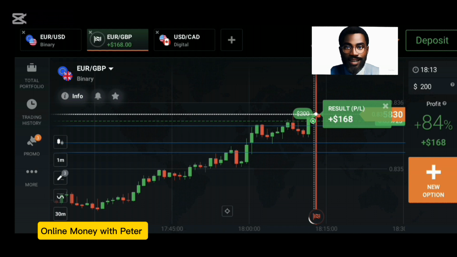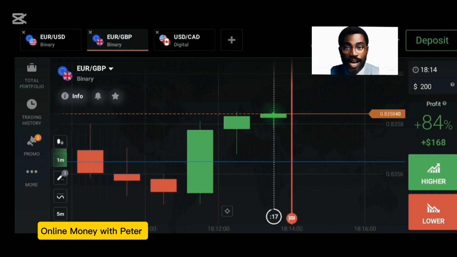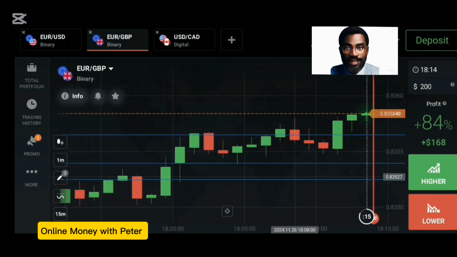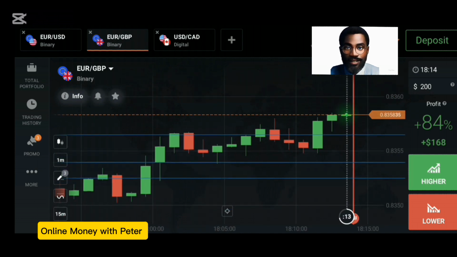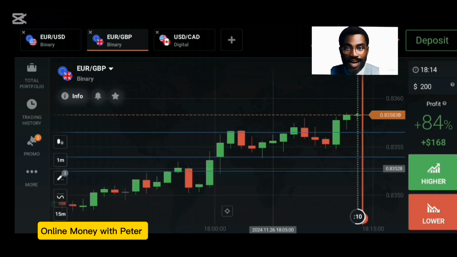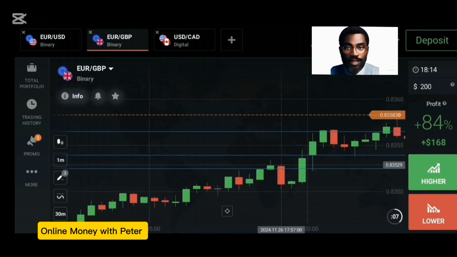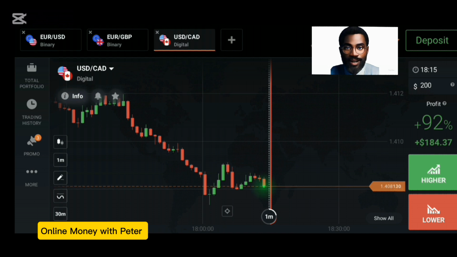Alright, so I placed 3 trades now. I won 2 and I've lost 1. So perhaps I'll take one more trade and see. As it is now, I'm in profit because I've won 2 trades and I lost 1. Okay, so I'll look for another opportunity.